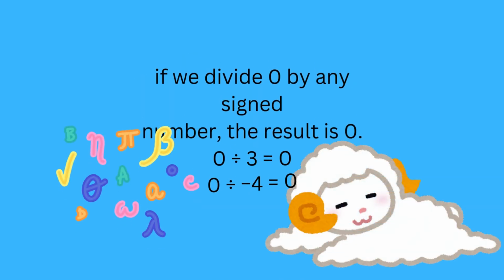Even though 0 isn't a signed number, it's very important to keep in mind that we can't divide any number by 0. Also, if we divide 0 by any signed number, the result is 0. 0 divided by 3 equals 0. 0 divided by minus 4 equals 0.